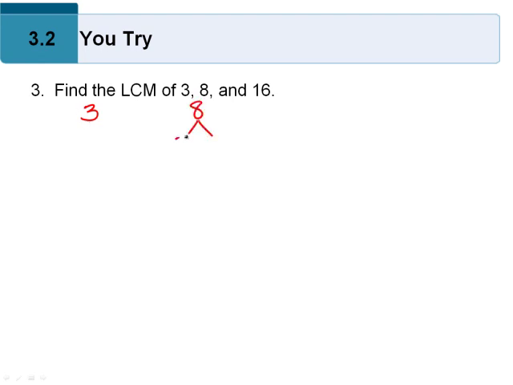8 we just did a minute ago. 2 and 4. 2 is prime. 4 breaks into 2 and 2. So that's done. Now 16, I'm just going to use 4 times 4.